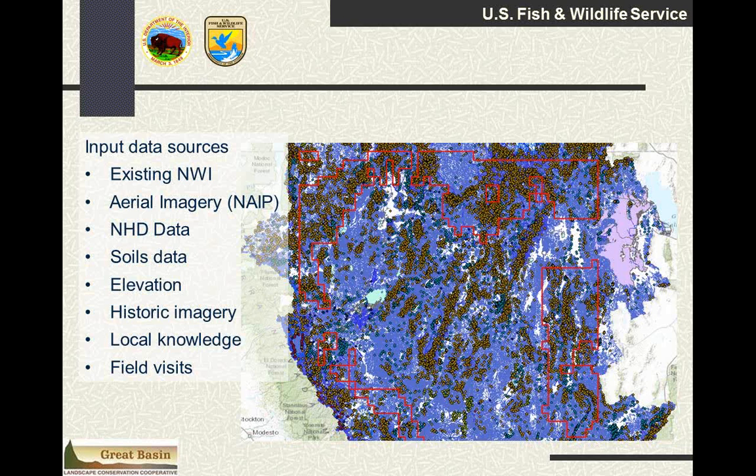We have access to NHD data, which is pictured off to the right. That mess of points and lines and polygons is one of the most complete data sets that we have to work with when we're doing our updates. We have soils data from SWCA, elevation data from the National Elevation Data Set, historic imagery that I've already mentioned, local knowledge, which is also very important for our work, and we conduct field visits as often as we can to verify that what we're seeing from our overhead view matches what is actually on the ground.